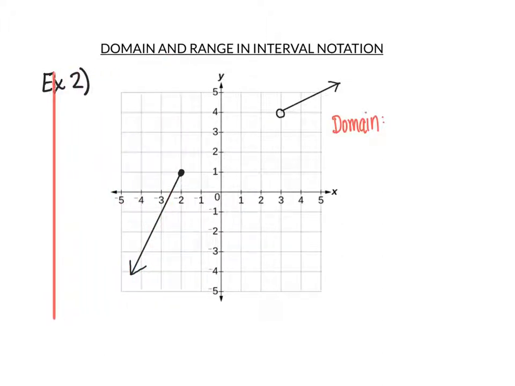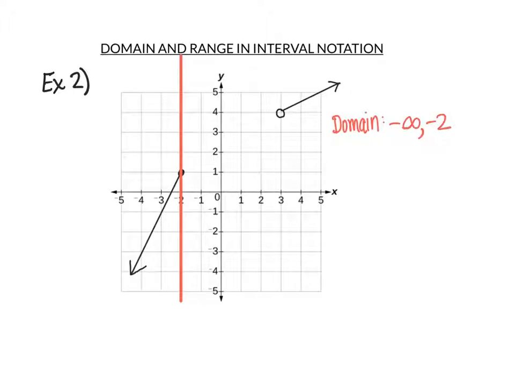the left. So it goes from -infinity all the way to what x value. And as you can see, it stops at -2. So for this first piece of our graph, the domain is -infinity, comma, -2. And notice that the comma is what separates your starting number, your starting x value from your ending x value.